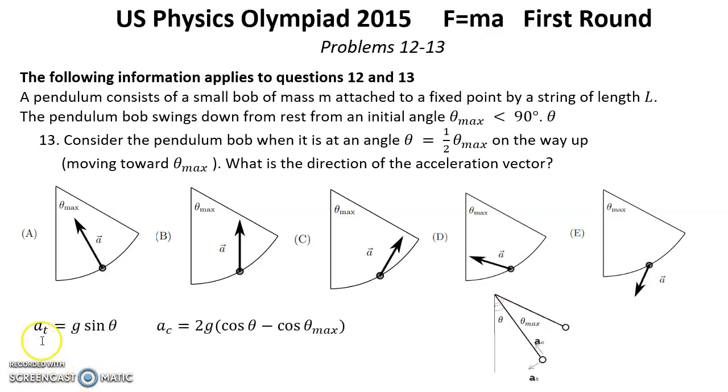We had a result for tangential acceleration as g sine theta, which is always going down and left, and the centripetal acceleration, which is going to the center of rotation. If you look at this picture, we always have acceleration pointing to the left and up compared to the point of rotation. And only for diagram D we have this result. Other pictures are not consistent with this result. So the correct answer is D.